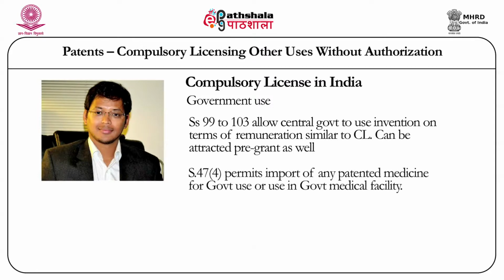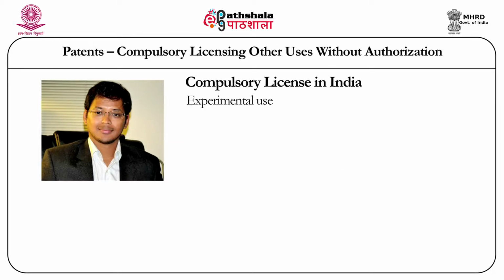Section 47(4), on the other hand, is a conceptual supplementary provision to Section 92A, compulsory licenses for pharmaceutical products for export. It permits the import of any patented medicine by the government for purposes merely of its own use or for distribution in any dispensary, hospital, or other medical institution maintained by or on behalf of the government. Unlike other government use provisions, though, this provision can be attracted only after the grant of the patent. The next type of non-voluntary license is the experimental use exception.